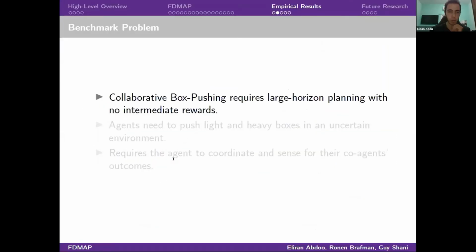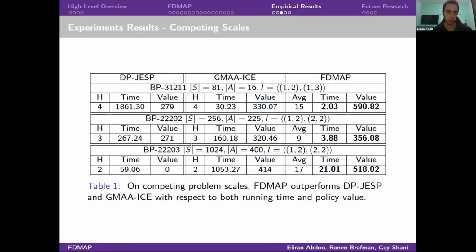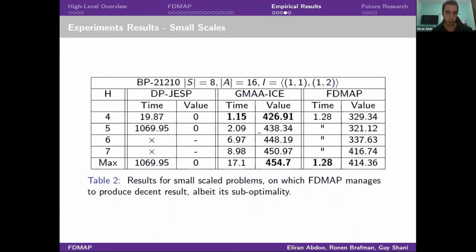So to quickly go over the empirical results, we did a collaborative box pushing problem, in which the agents had to push light and heavy boxes in uncertain environments, and they had to coordinate and sense for the coagent outcome. So we'll go over the interesting results, which is basically this one, in which we have competing scales, and we can see that our algorithm DMAP managed to outperform both DPGESP and GMMAIs both in time and value respects. We also produced small scale and large scale problems.